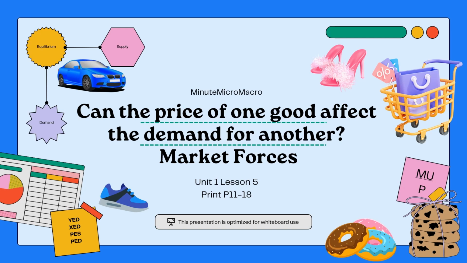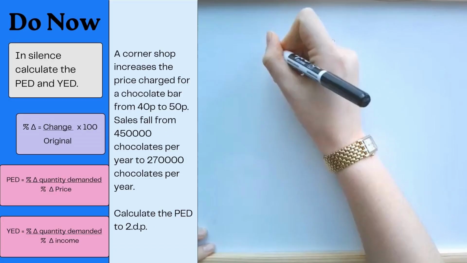Today we're looking at, can the price of one good affect the demand for another? So let's get started with some revision from the previous lesson. We were looking at PED and YED in the last two lessons.